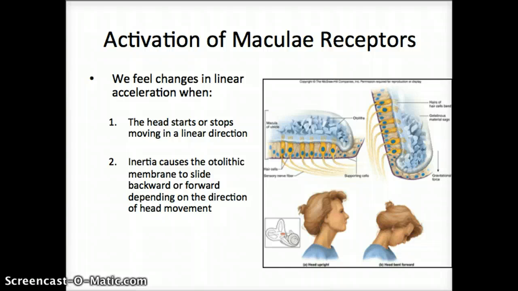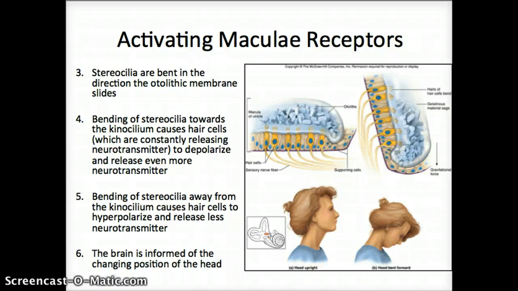So how do these work? To activate our macula receptors, we feel changes in linear acceleration when the head starts or stops moving in a linear direction. Think of nodding your head yes and no. Inertia causes the otolithic membrane to slide backward or forward, depending on which direction you're moving. You can look at the slide here to see that. The stereocilia are then bent in the direction the otolithic membrane slides. As it slides, the hair gets bent in that direction.